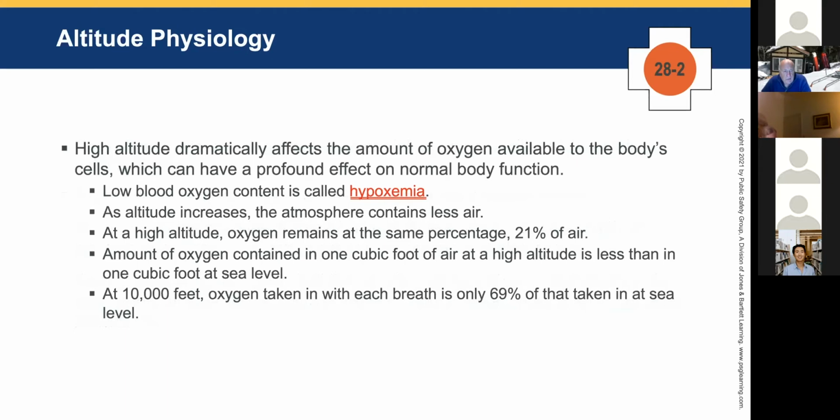Altitude dramatically affects the amount of oxygen available to the body cells. Low blood oxygen content is called hypoxemia. As altitude increases, the atmosphere contains less air. At high altitude, the oxygen concentration remains the same at about 21%, but the amount of oxygen contained in 1 cubic foot of air at high altitude is less than in 1 cubic foot at sea level. At about 10,000 feet, the oxygen taken in with each breath is only about 69% of that taken in at sea level.